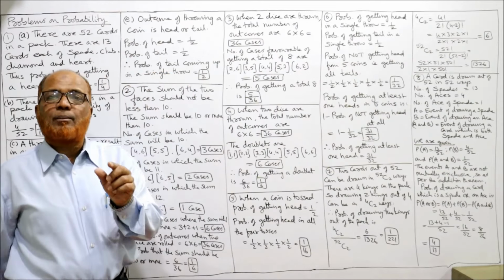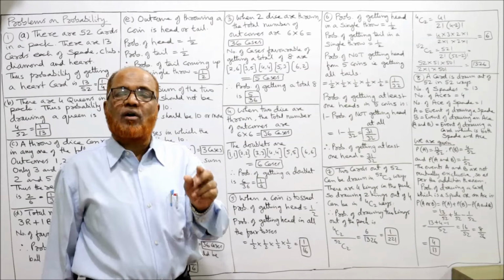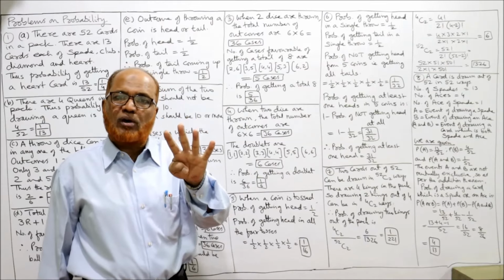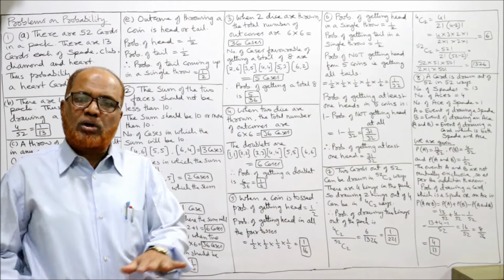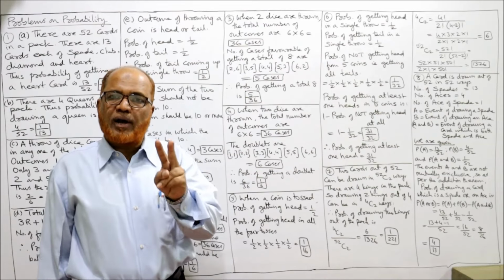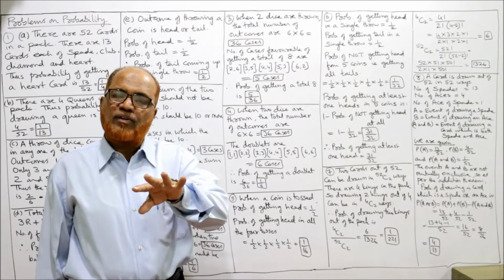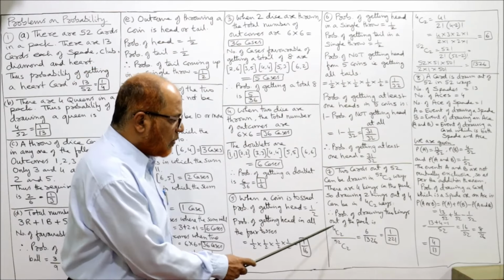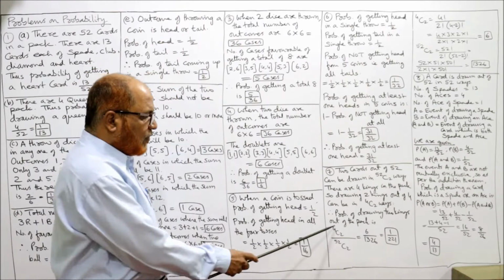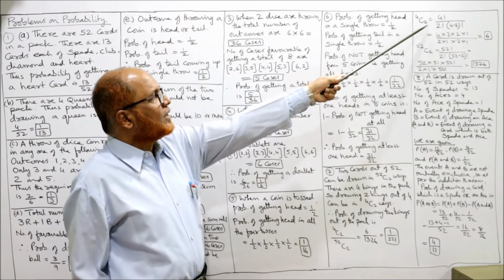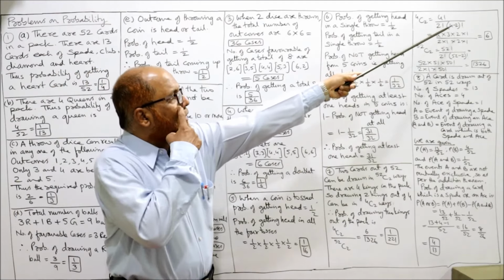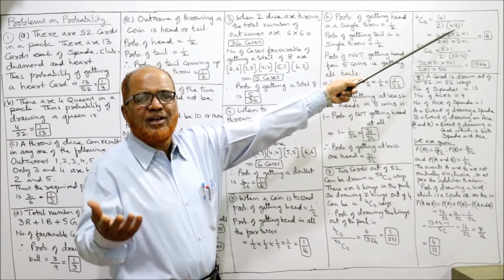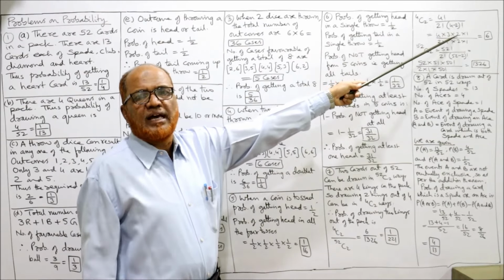4 C2 is the number of favorable cases of drawing 2 kings out of a total of 4 kings. Denominator total number of outcomes. We were drawing cards out of a total of 52 cards. So denominator में 52 C2, numerator में 4 C2. Now 4 C2. How to calculate 4 C2? 4 factorial divided by 2 factorial into 4 minus 2 factorial. Already you have done. You are well acquainted with this nCr.